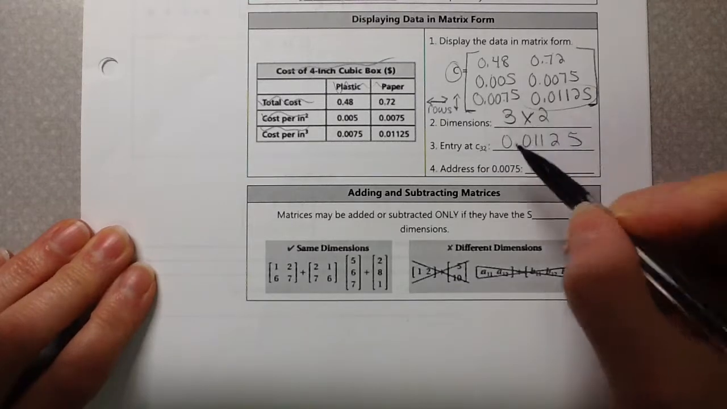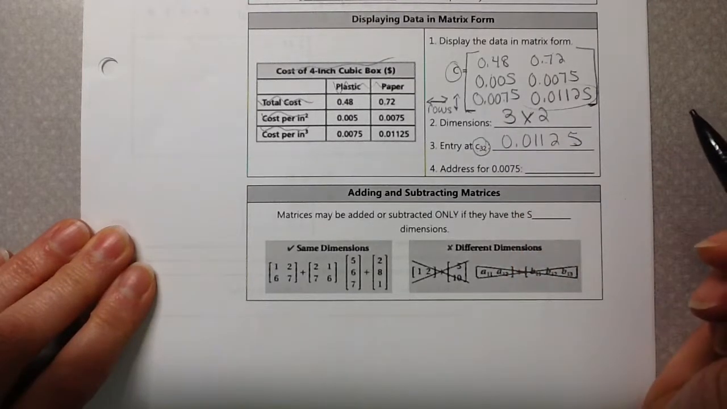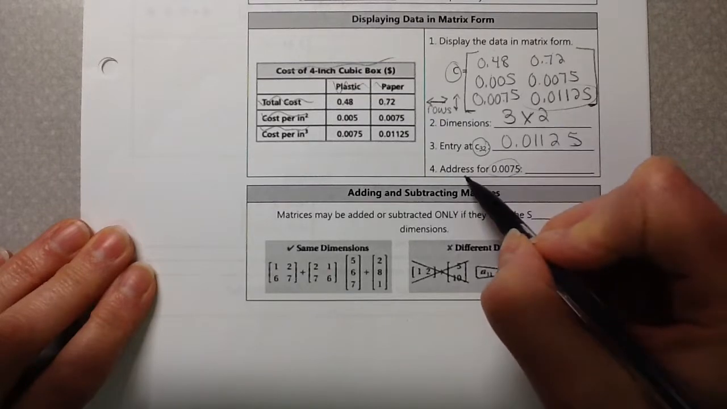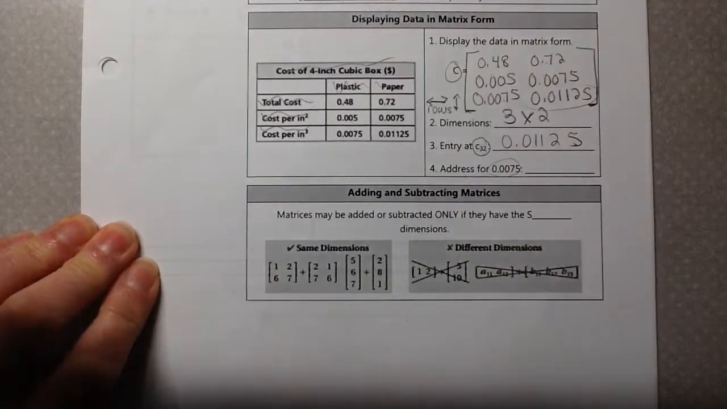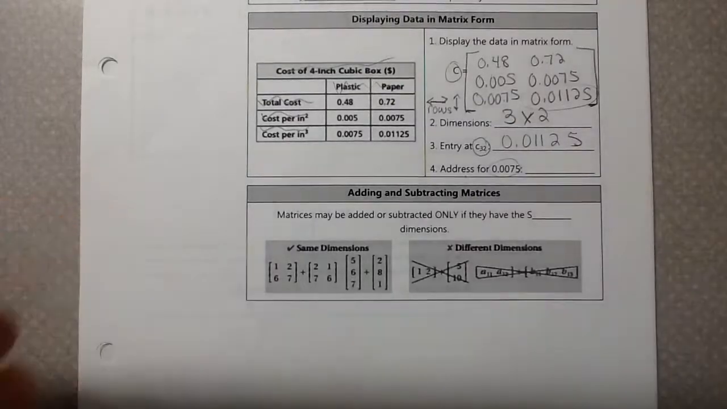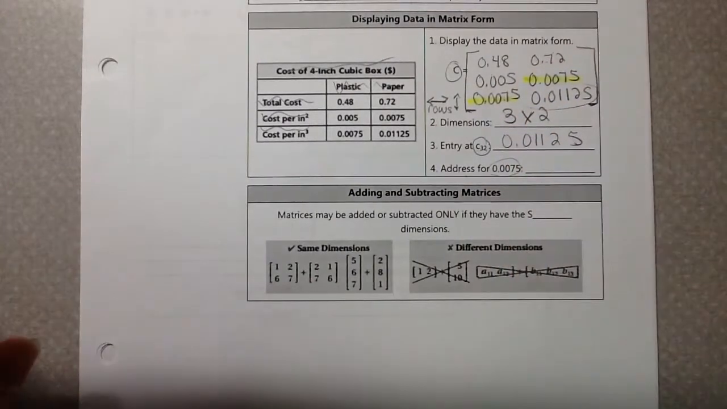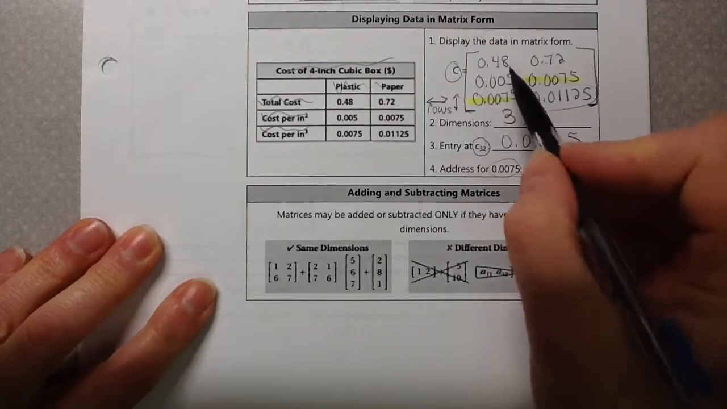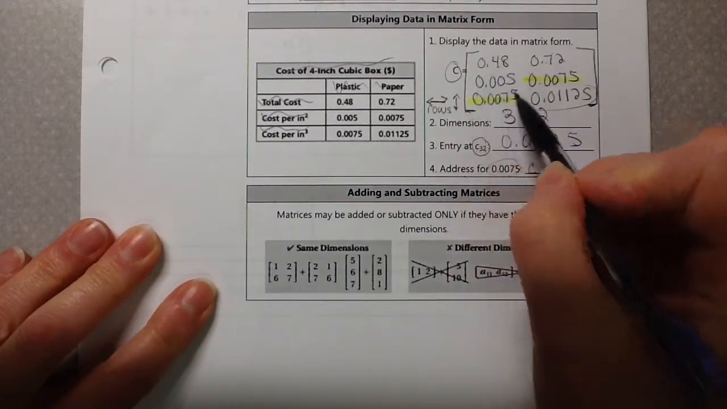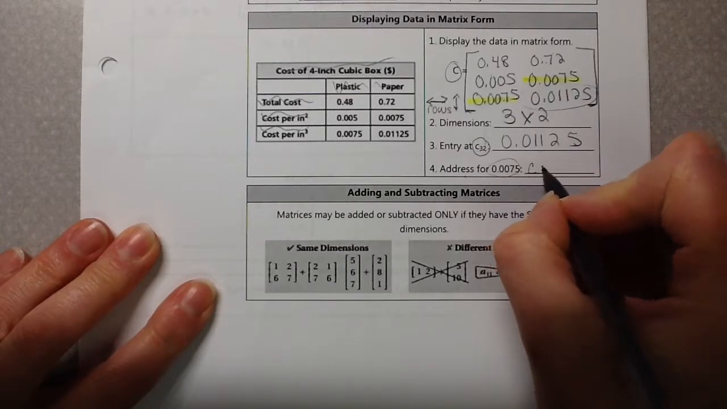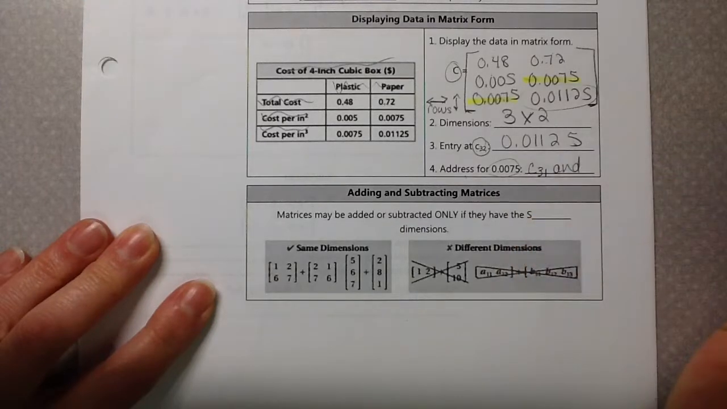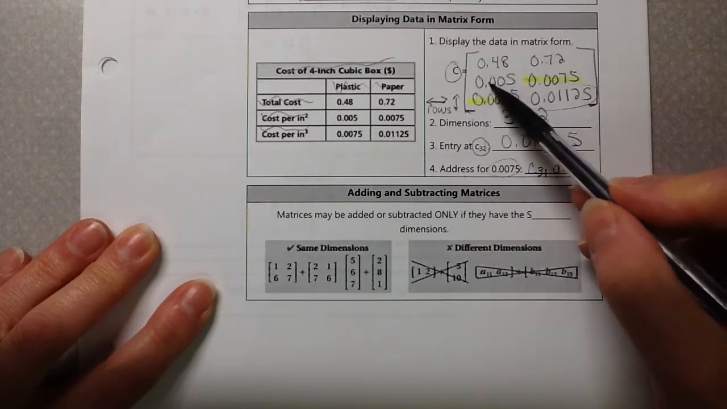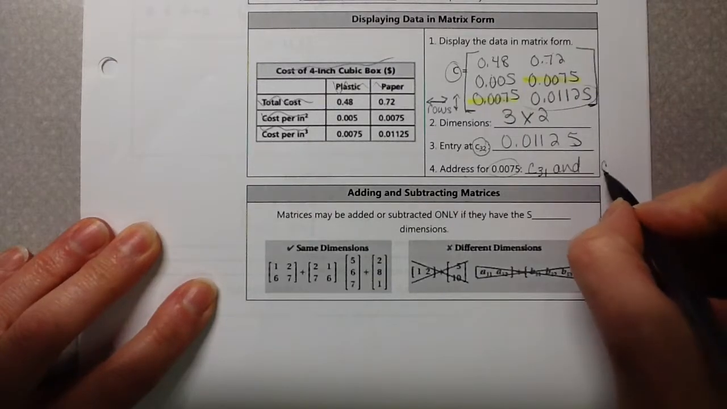All right, this was the address for this entry. Now we have an entry and we want to find the address. Well, this one actually is in 2 different places. So we have 0.0075, we have one here, and we have one here. So we first identify what matrix it's from, and that's the lowercase letter. And we're in row 1, 2, 3, and this is the first column. So row 3, column 1 is one of the entries. And then also we're in row 2, column 2. So it would be C22.